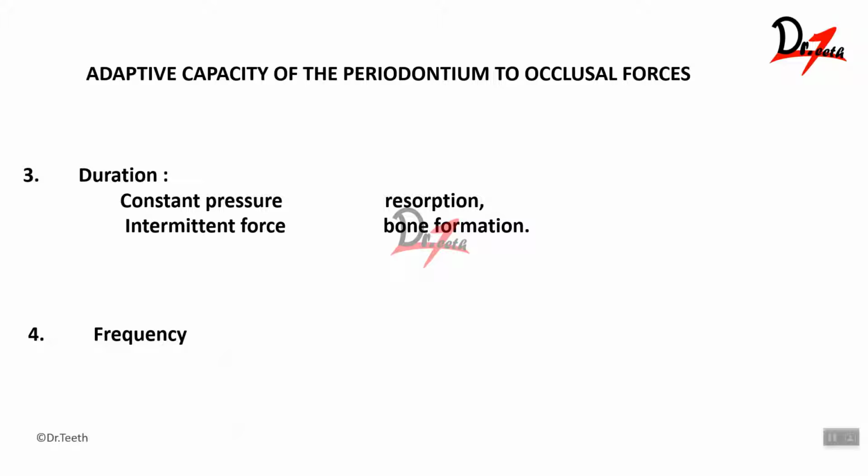Third, let's talk about the duration. It is seen that a constant pressure applied on the tooth is more injurious to the bone because it leads to bone resorption, as compared to the intermittent forces applied onto the tooth. In case of orthodontic forces, there are intermittent forces applied onto the tooth, because of which we see areas of bone formation as well as bone resorption. So remember, constant forces are more injurious to the tooth as compared to intermittent forces.